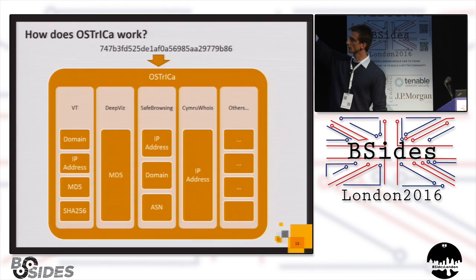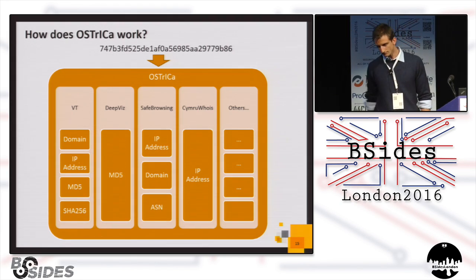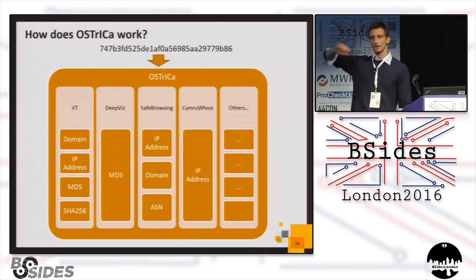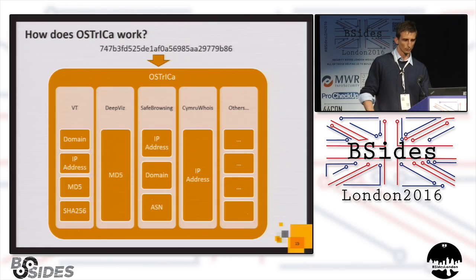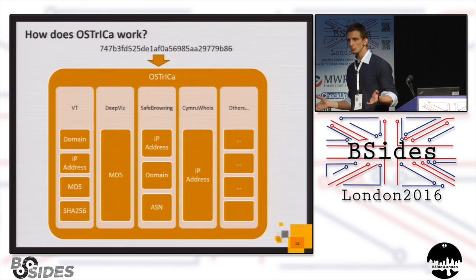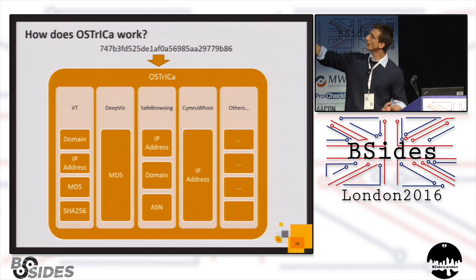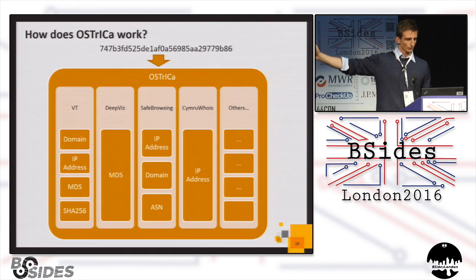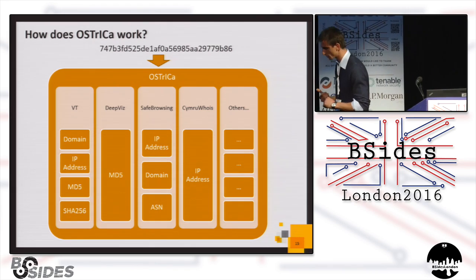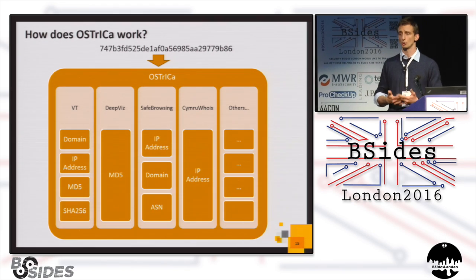See, there is VirusTotal. DeepViz is an Italian company that developed some sort of online sandboxing system. We have Safe Browsing, Whois, and many others. You can develop any kind of plugin you want to collect the data. So in this case, we say, okay, OSTrICa, what do you know about my MD5? It says, okay, that's the MD5, and then the MD5 goes through all the plugins. If the plugins can collect information about an MD5, they will be executed and start collecting the information, and then it can show the information to you.